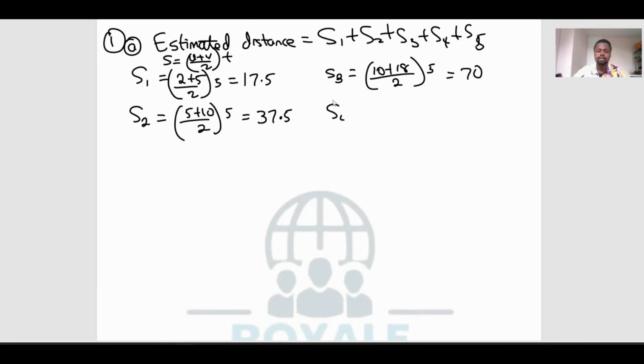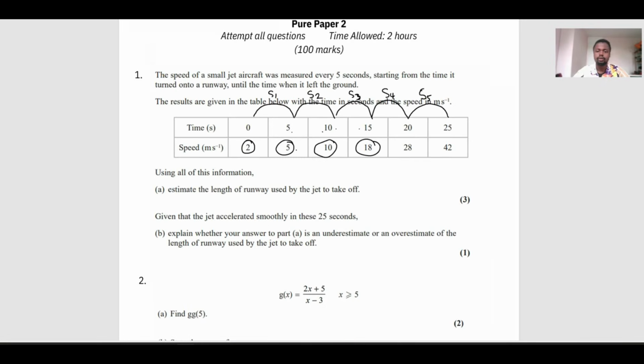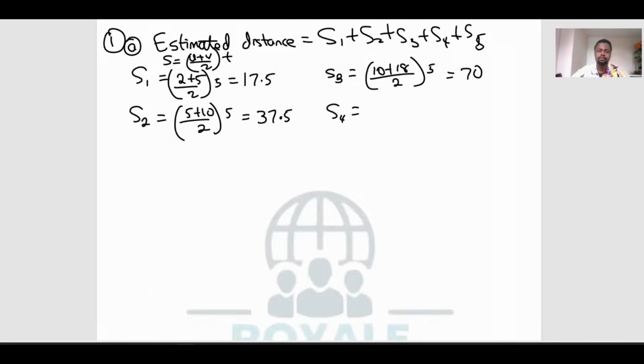Then the next one, which is S4, we're going to have the initial to be 18, the final to be 28, and the time taken is 5. So we have (18 plus 28) over 2 multiplied by 5. If you add 18 to 28, that should give us 46. 46 divided by 2 is 23, multiplied by 5, that's 115.